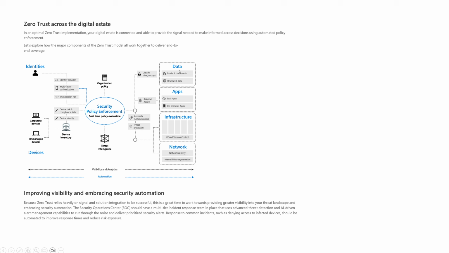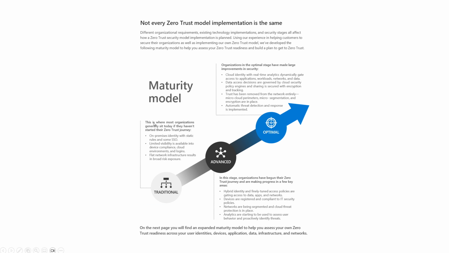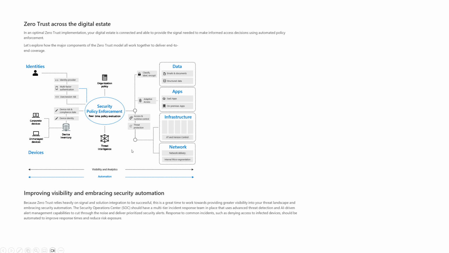Classify, label, and encrypt data that you are sharing. Adaptive access for all the apps that you have. Access and runtime control and threat protection for your network and infrastructure. And then if you have corporate devices or unmanaged devices, make sure that you have the proper device risk and compliance state, device identity, all those things, implemented.